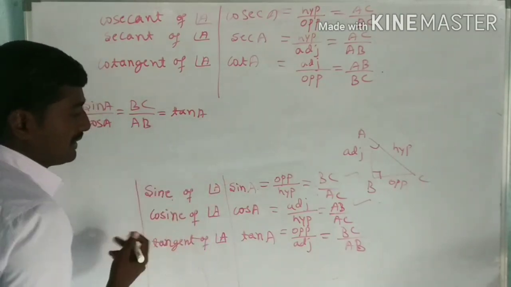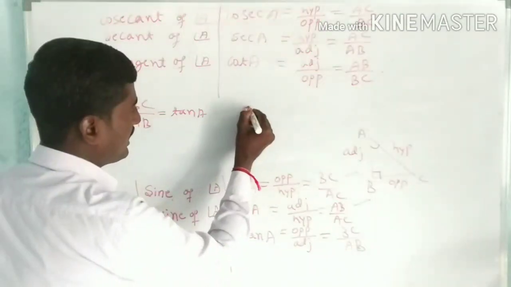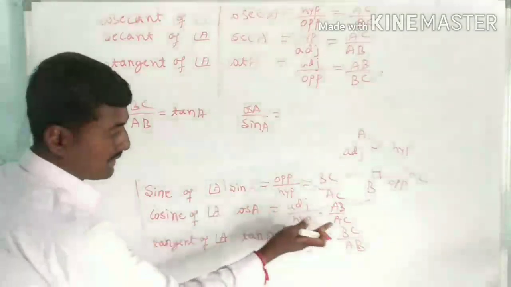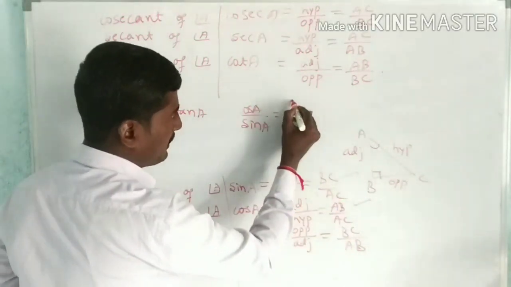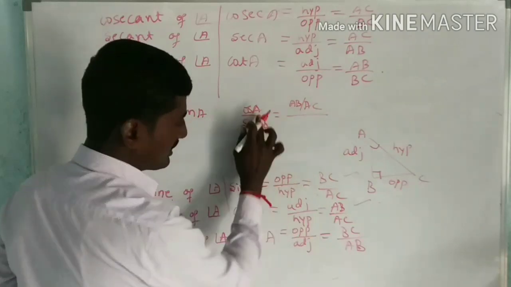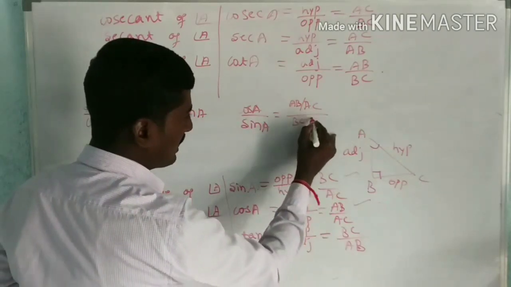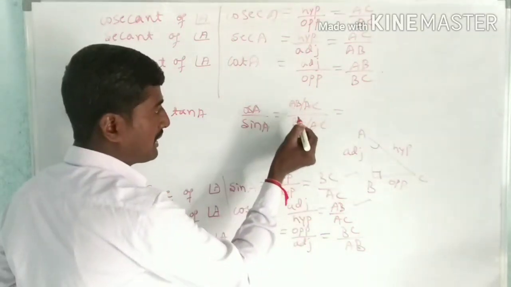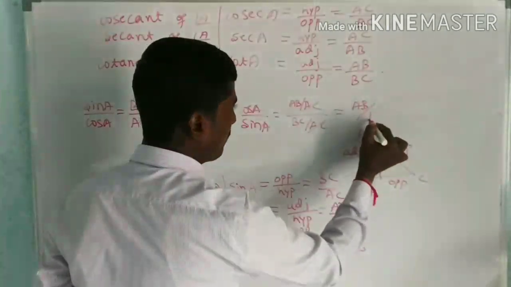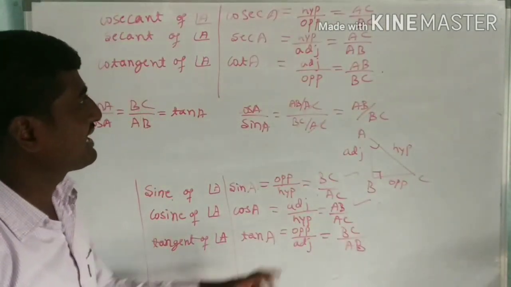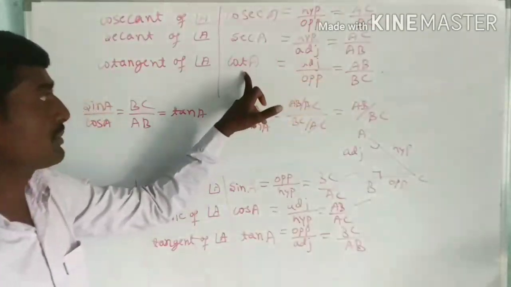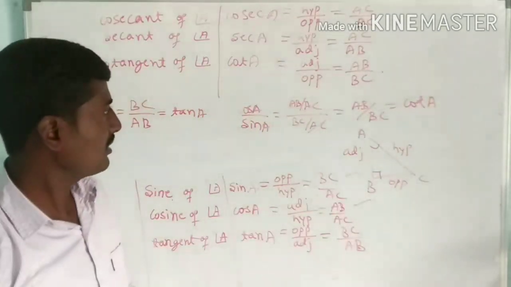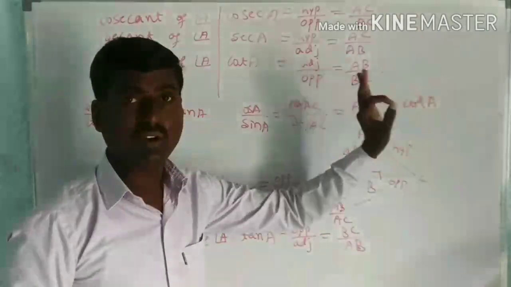Another one. If I divide cos A by sin A, I write this first: AB divided by AC, which is cos, divided by BC divided by AC, which is sin. AC will both get cancelled. Remaining is AB divided by BC. What is AB by BC? AB by BC is cot A. Another formula: cos A by sin A is also cot A.